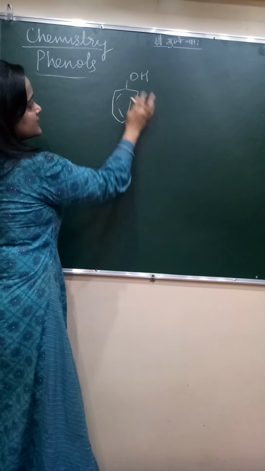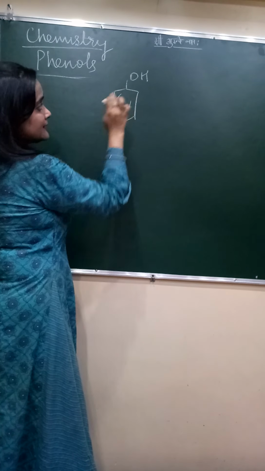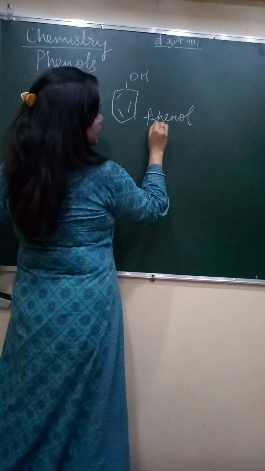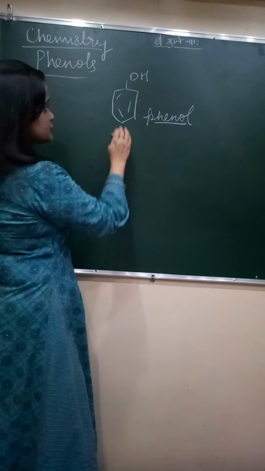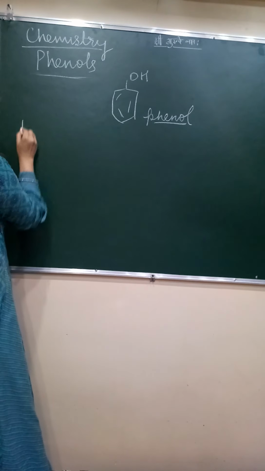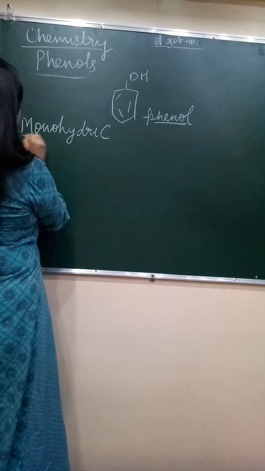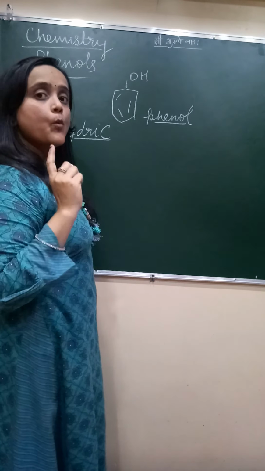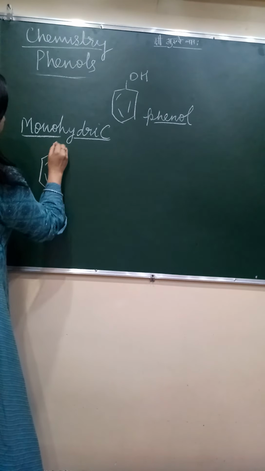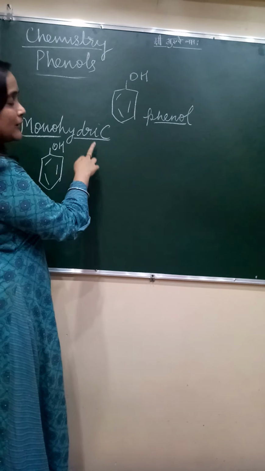You all must be aware of this structure. This is a benzene ring. When a hydroxy group is attached directly to the nucleus of the benzene ring, it is called phenol. Phenol is also classified under 3 categories. First is monohydric phenol. As the name suggests, monohydric means one hydroxy group. When one hydroxy group is attached to the benzene nucleus, it is called monohydric phenol.